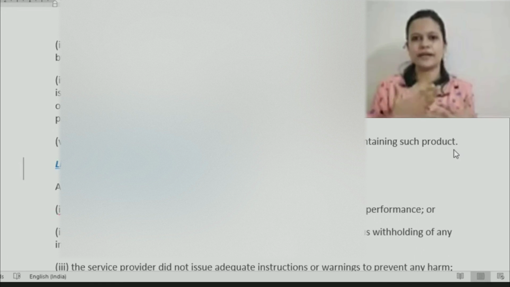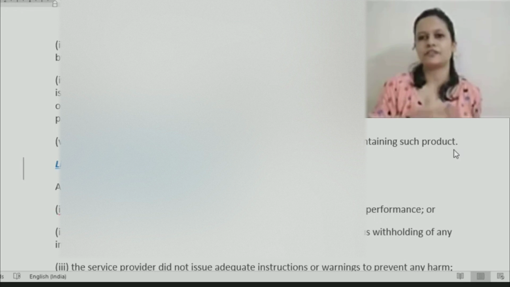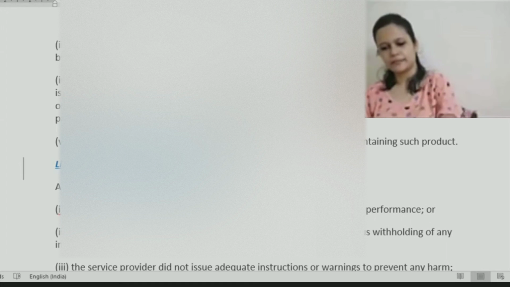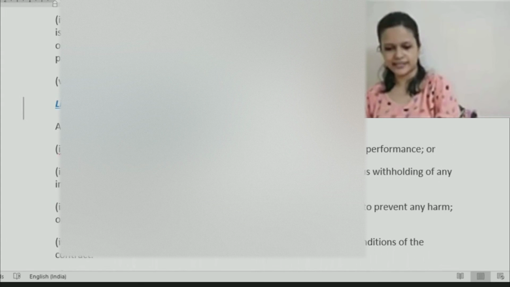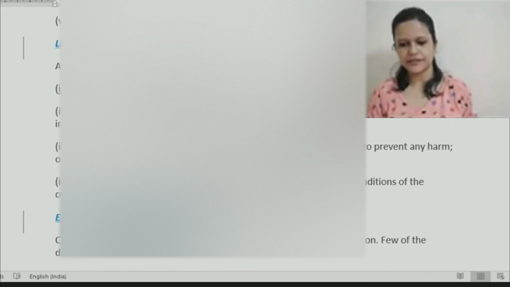So basically, in cases wherein the seller has failed from his part, we can make him liable along with the manufacturer or might be independently also. Okay, is this part clear? Manufacturer's and seller's liability, where it will arise. Is it clear? Any point you want to be repeated?